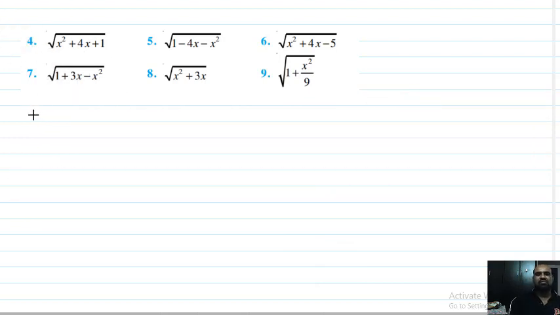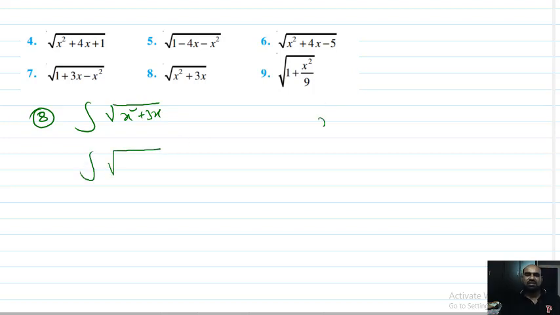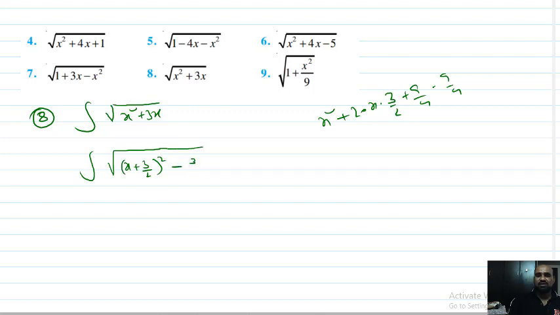Students, next, 8th problem. Integral of root over x square plus 3x dx. So, root over, here I want to write x square plus 2 into x into 3 by 2. I can write 9 by 4, added and subtracted. So, what I can write now, that is (x plus 3 by 2) whole square minus (3 by 2) whole square dx. Okay.